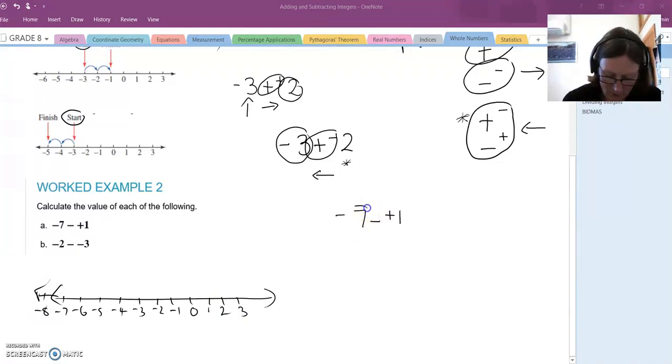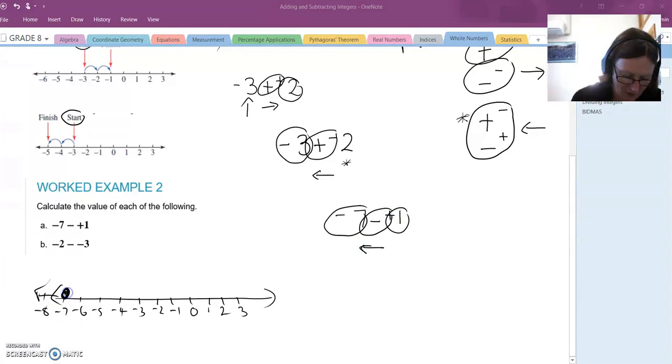Where do we start? We start at -7. So we're going to start here. Which way do we move? We're subtracting a positive, so we move to the left. And how far do we move? We move 1 to the left. So -7, moving 1 to the left, we end up at -8. Let's look at our next one.